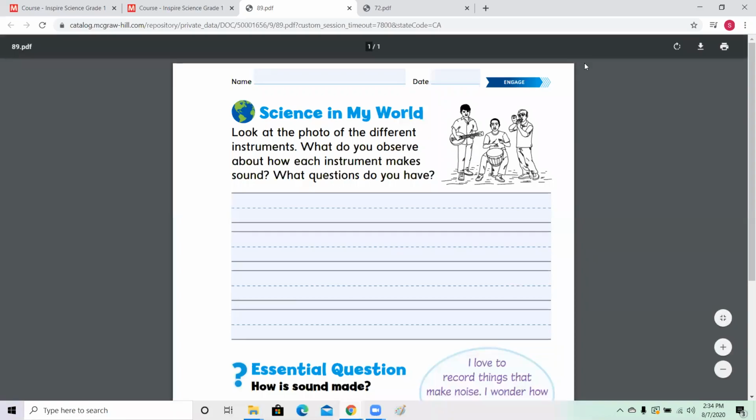Hello, first graders. Are you ready to explore and learn more? I know you are. Let's get ready for another science lesson. Go get your science book, please. Be a scientist, and let's continue learning more about sounds.